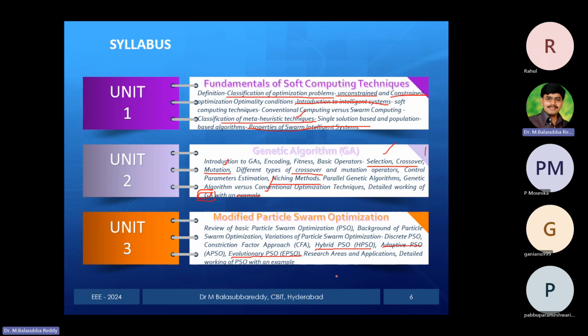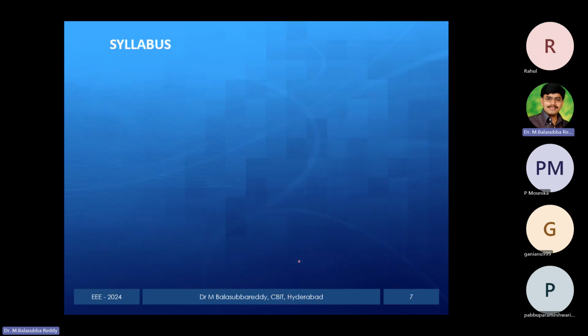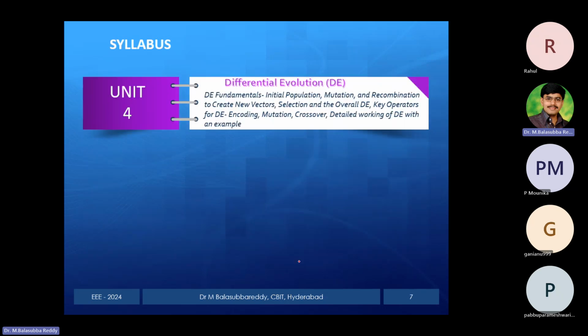And research areas and applications and detailed work of PSO with an example. Now, as I said, for the PSO algorithm, you take the same problem, like any of the test functions in GA, and the same test function you take here and solve with the PSO algorithm. So these are the third unit syllabus, and we'll move on to the fourth unit.